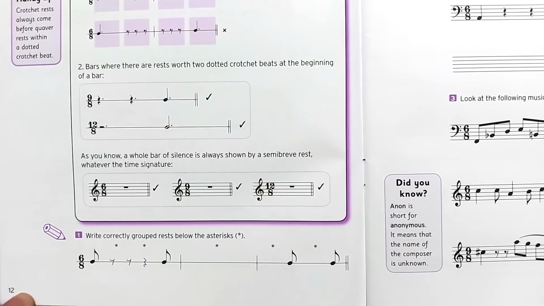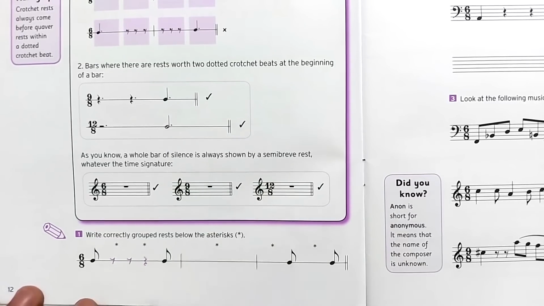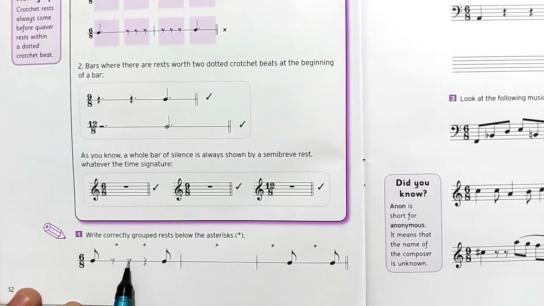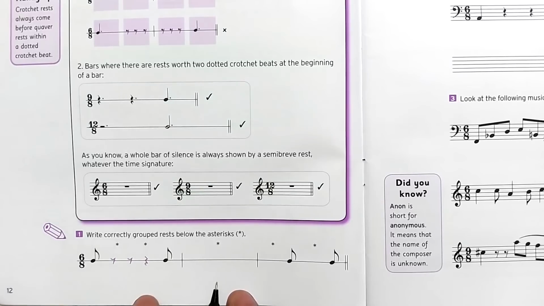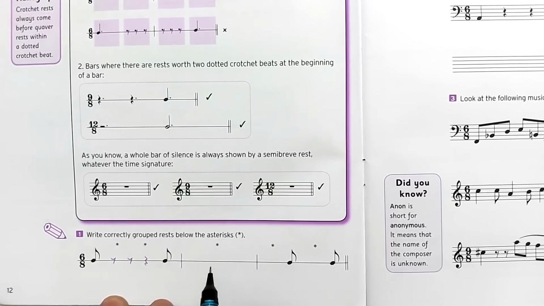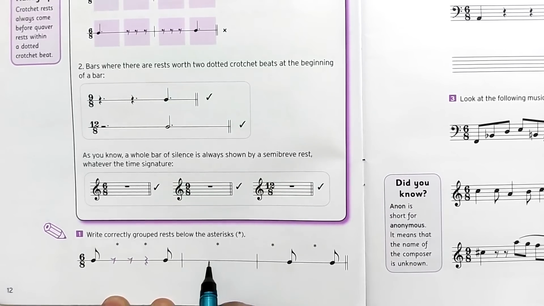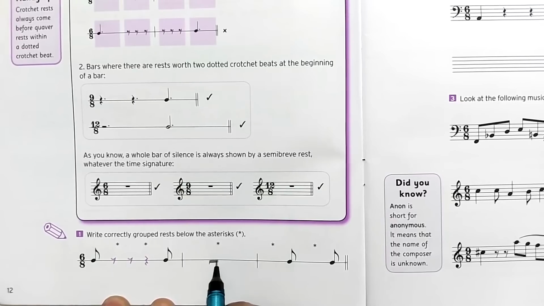So we have to check the rests in this one. Let's start with the first one. You see 6/8, and you can see the first example given here. They have completed this first, and then they have given this one. Let's move to the next one. This whole bar is empty, so we're going to put a semibreve rest over here.